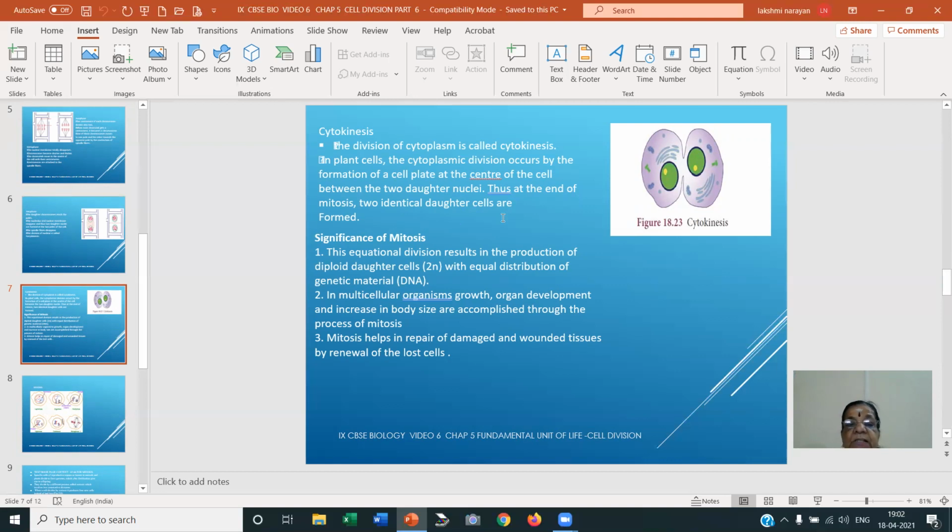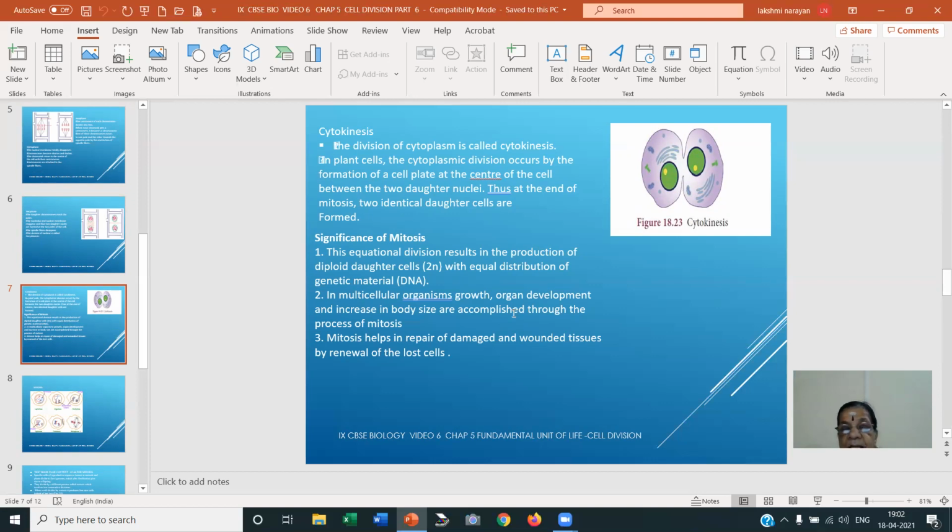Then the significance of mitosis. Mitosis is also known as equational division. It results in the production of diploid daughter cells, that is 2n, with the equal distribution of genetic material. Genetic material here is DNA, the expansion of DNA, deoxyribonucleic acid. The multicellular organism's growth, organ development, and increase in body size are accomplished through the process of mitosis.